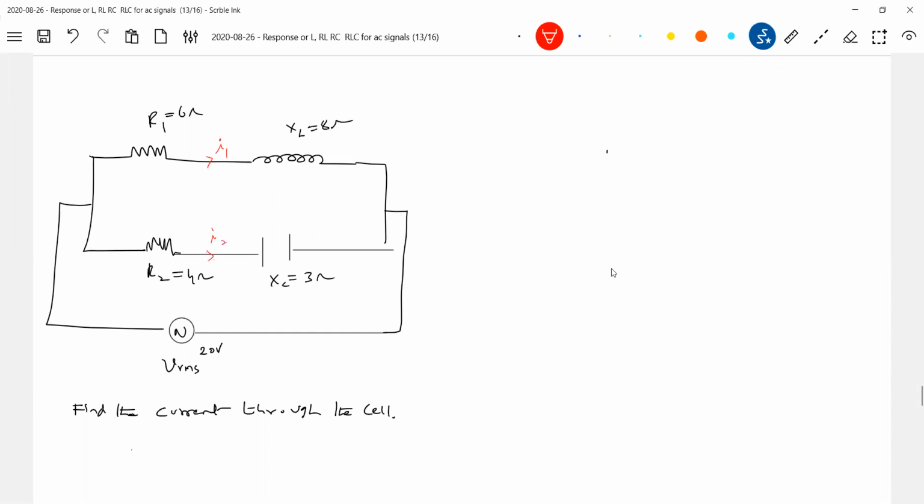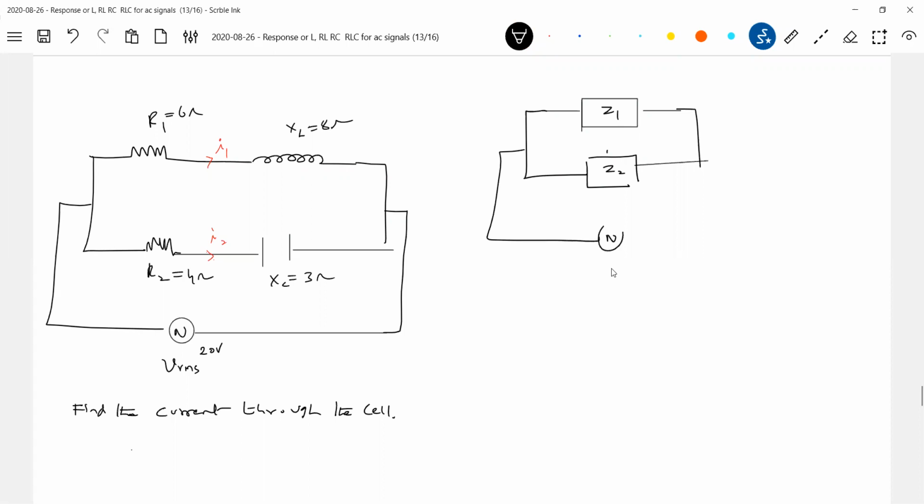Shall we calculate first I1, I2? Find the current through the cell is what is asked. So first we'll calculate current I1. To calculate current I1, I'll replace this with an equivalent circuit. There's the impedance Z1. I think the circuit has become really very simple with this approach.